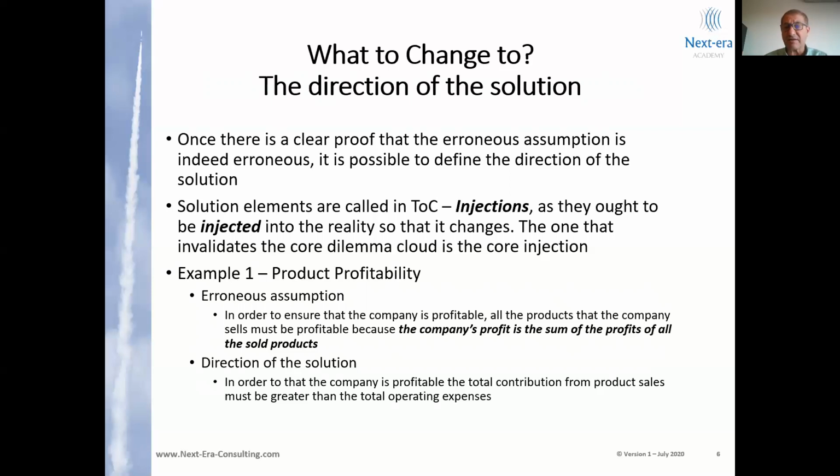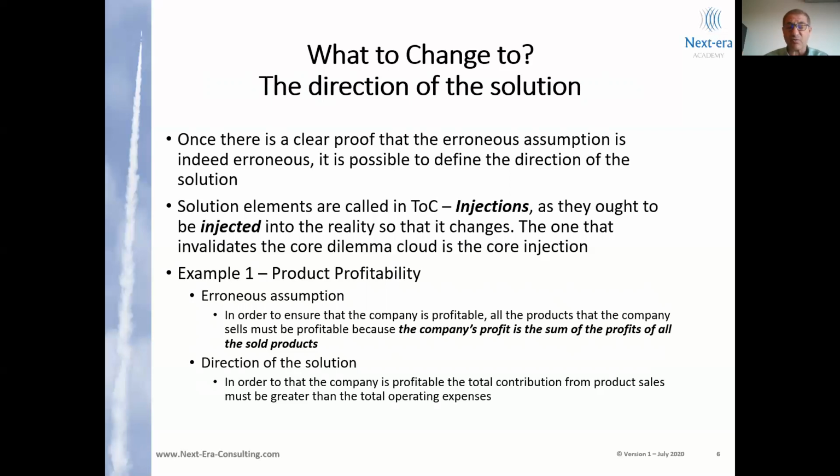So if we take the two examples we looked at, and we take again the erroneous assumption, let's verbalize the whole causality with the erroneous assumption. In order to ensure that the company is profitable, all the products that the company sells must be profitable because the company's profit is the sum of the profit of all the sold products. The bold part is the erroneous assumption.